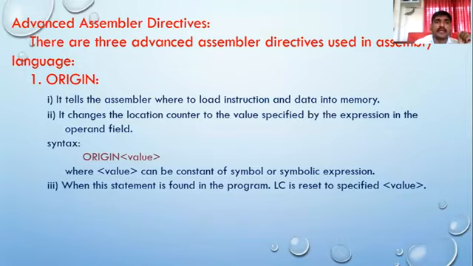Now the next thing is the most important part used in our assembly program, that is advanced assembler directives. What are advanced assembler directives? There are 3 advanced assembler directives used in the assembly language. Which 3 directives are they? First of all we see them one by one. The first directive is origin. Now the assembler directives: the first assembler directive is start, and the second one is end.